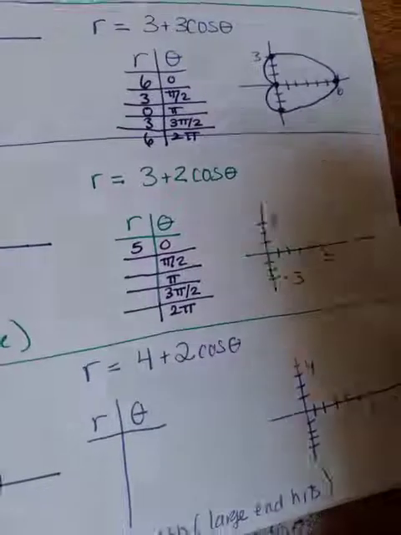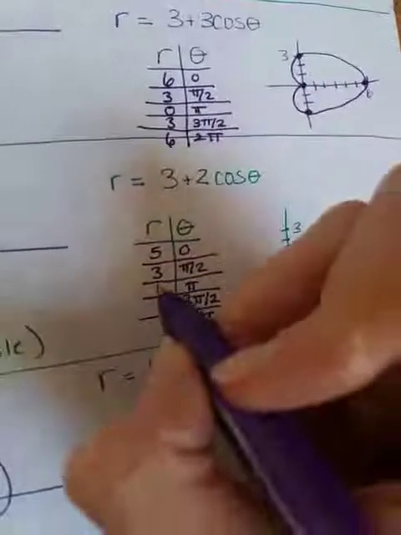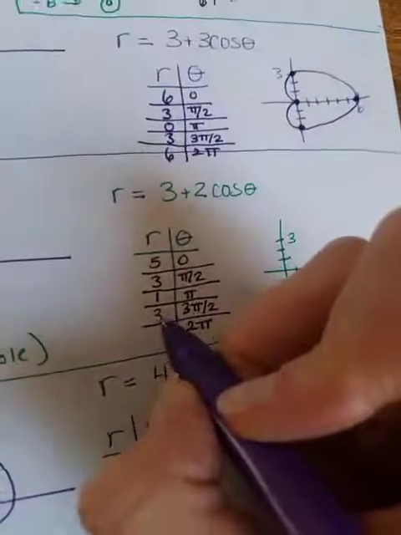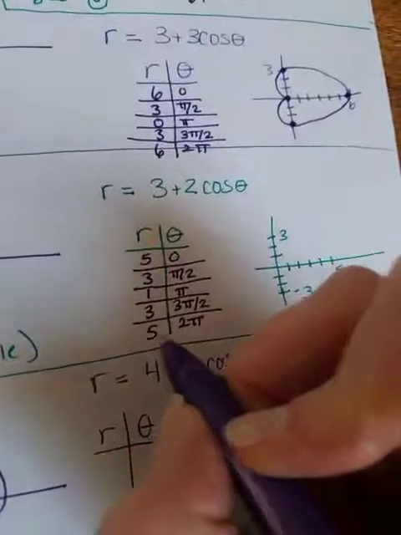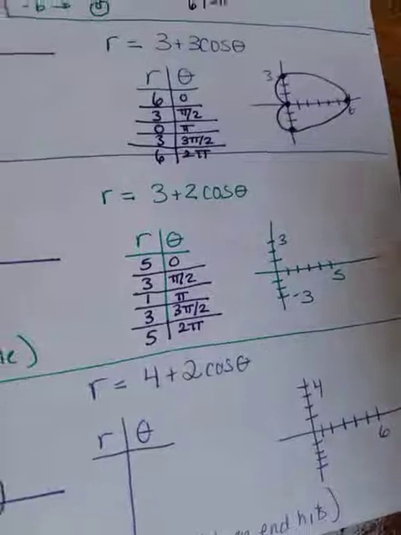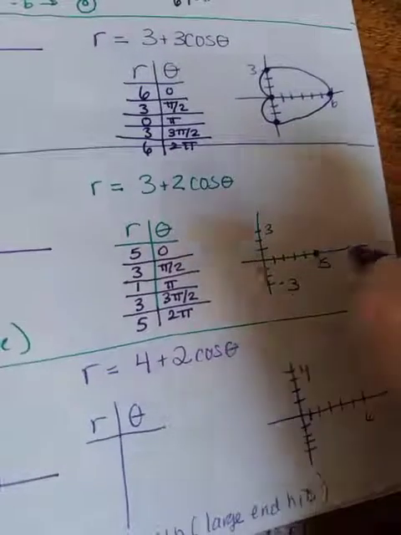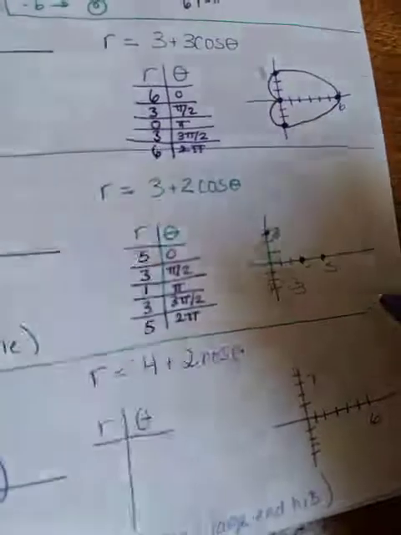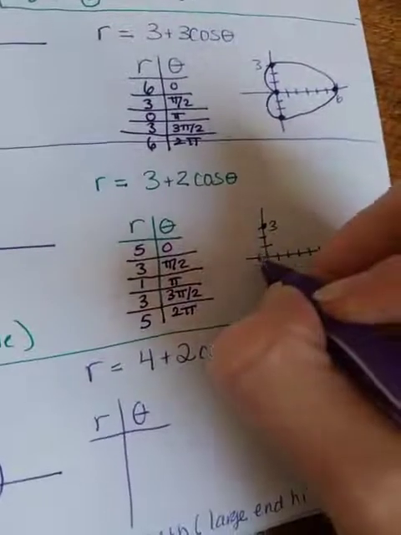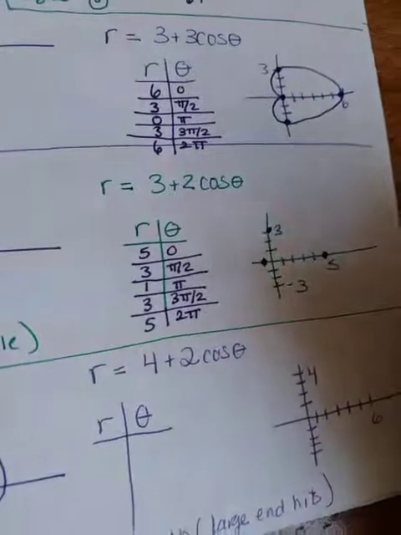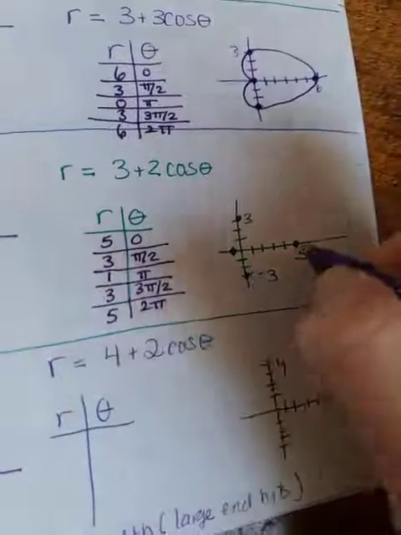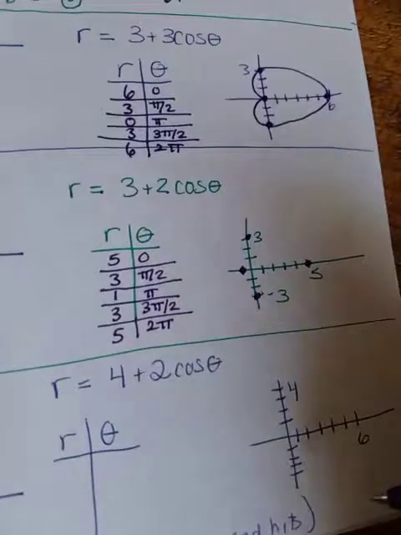Pi over 2 is going to give you 3. Pi will give you 1. 3 pi over 2 will give you 3, and 2 pi will give you 5. Okay, so here we go. These are all radians: 0 is at 5, pi over 2 is at 3, pi is going to be at 1, so this time I will have a dot there.